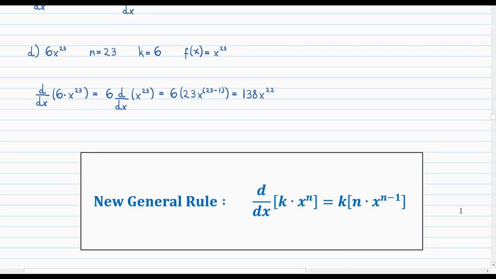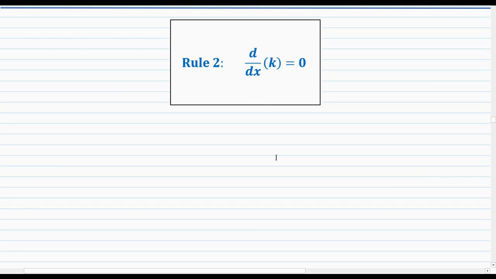Cool. Then let's look at rule 2. Rule 2 says that when you differentiate a constant, you get an answer of 0. In other words, the derivative of a function that's just a number, for example y equals 2, the gradient of that would just be 0. Here's an example.